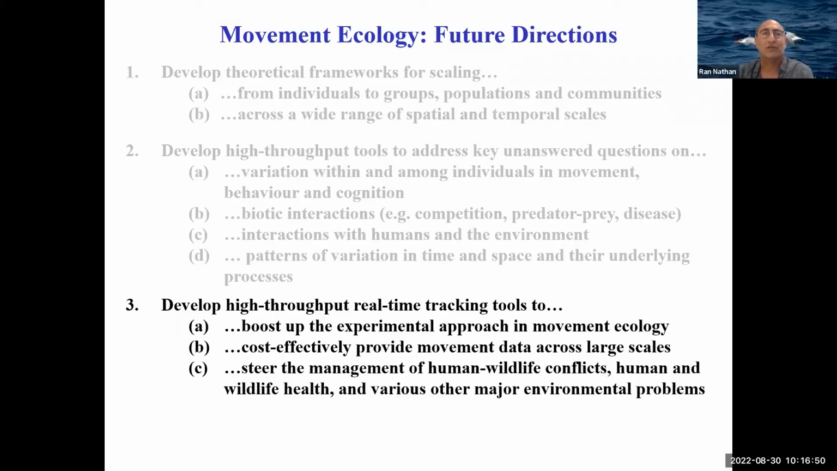Data evolution can boost the experimental approach in movement ecology, can provide a cost-effective way to track movement across spatial scales for both basic and applied reasons, and steer the management of human-wildlife conflicts and diseases and so on.